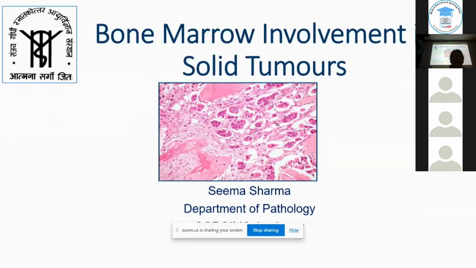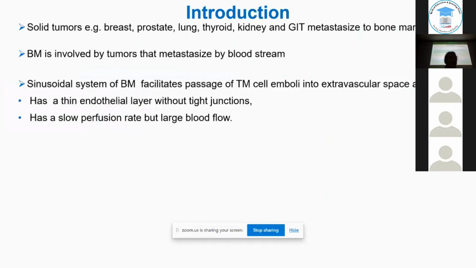Whenever we think about bone marrow, we think about hematolymphoid malignancy. But today what I am going to talk about is bone marrow involvement by solid tumors. So many solid tumors, for example, breast, prostate, lung, thyroid, kidney, and GIT metastasize to the bone marrow.